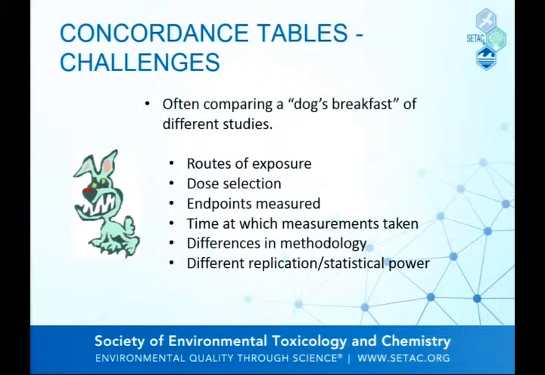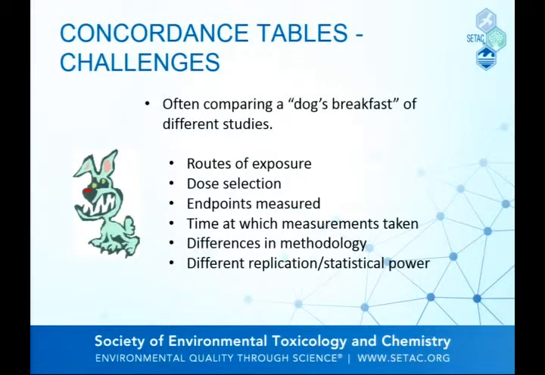And so what you end up with when you're building these concordance tables is experiments with different routes of exposure, different dose selection, and maybe different endpoints. You've looked at 2 key events in this study, and 3 different key events in that study, and you're trying to put them all together in this table and see if it all hangs together or not. It's not so easy. So you get the idea there.